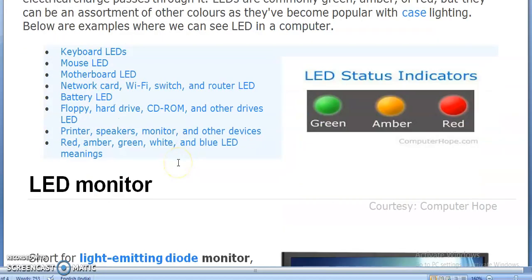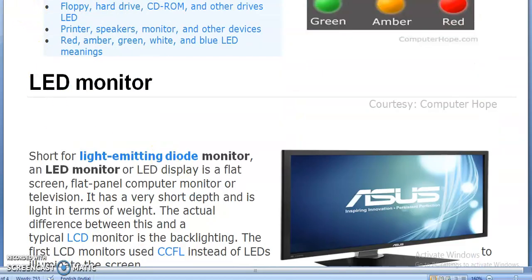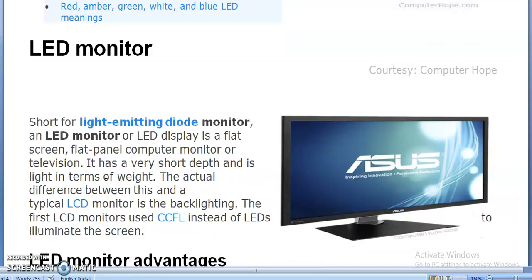Continuing with LED, let us see about the LED monitor, short for light emitting diode monitor. An LED monitor or LED display is a flat screen, flat panel computer monitor or a television. It has a very short depth and is light in weight. The actual difference between this and a typical LCD monitor is the backlighting. The first LCD monitors used CCFL instead of LEDs to illuminate the screen.